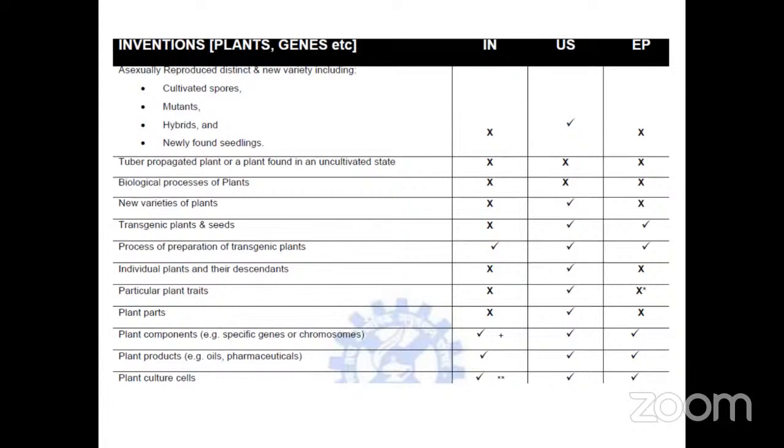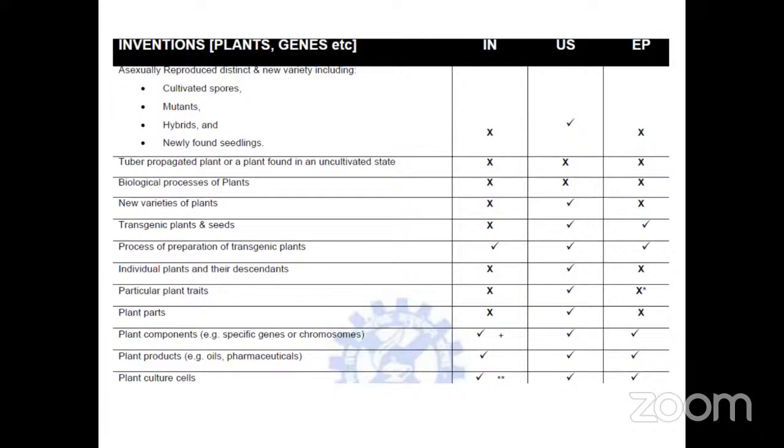So in the United States, you can patent a hybrid. In the United States, you can patent a mutant. You can patent seedlings, but that does not happen in India. You can't patent it. Then various tuber propagated plants, you can't patent anywhere. Tuber propagated means, you know, potato, sweet potato.